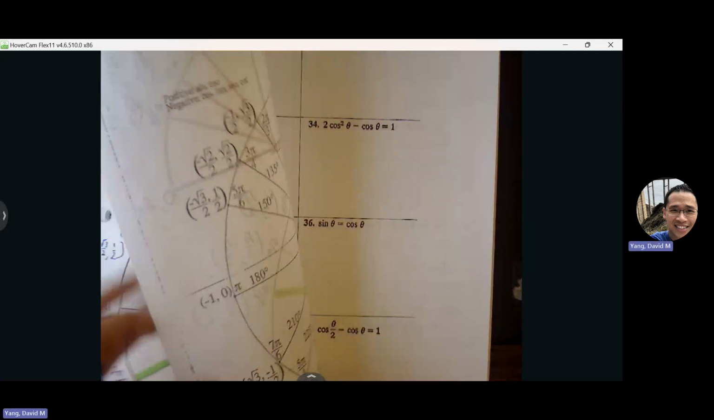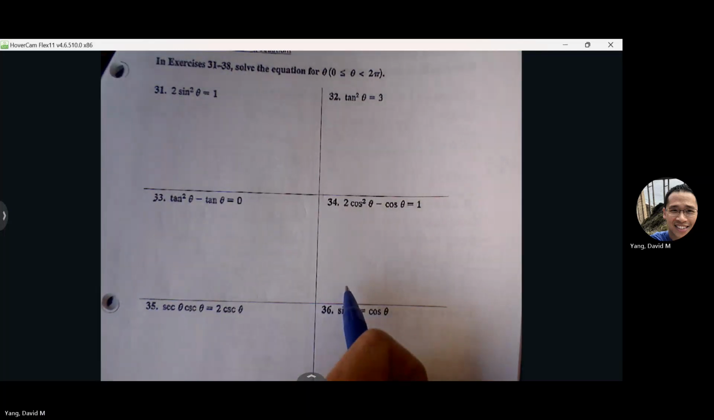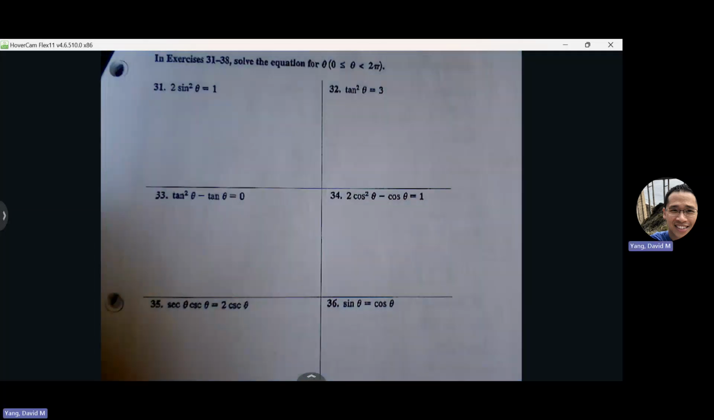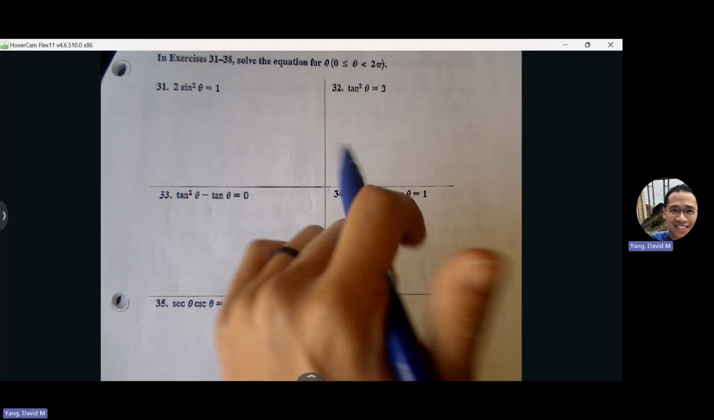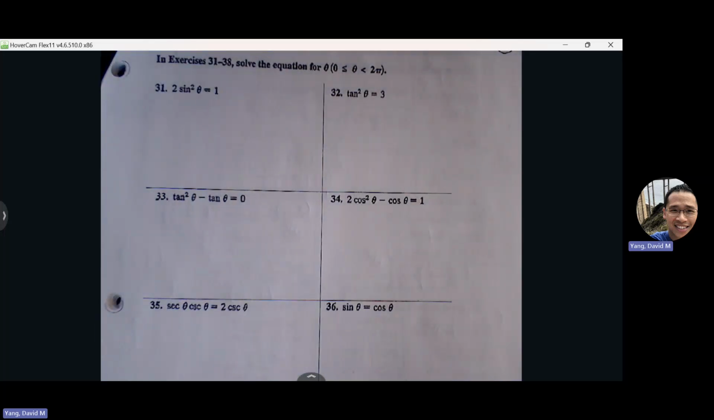Okay, so let's spend some time practicing solving trig equations. We're going to work through this page, and if you're working ahead of me, that's fine. You can just check your progress, as I have the key on page 4.